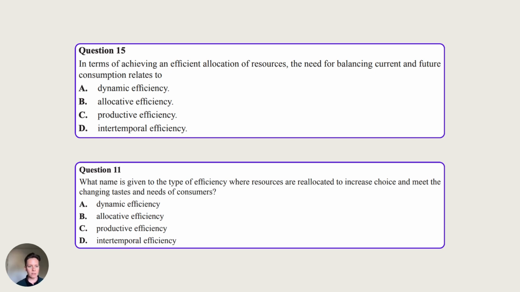Okay, so let's look at some multis. Once again, make sure you read them all before you dive in and decide what the answer is. So, in terms of achieving an efficient allocation of resources, the need for balancing current and future consumption relates to. This one looks good, okay? Current, future, I'm thinking, well, it's got to be intertemporal. I'm going to look through the list, and there I can see it. D is intertemporal efficiency. So the answer to this question is D, and I've got that because I know my definition.